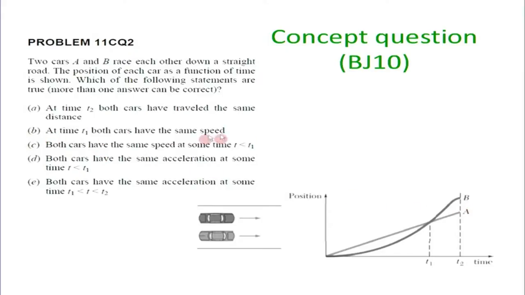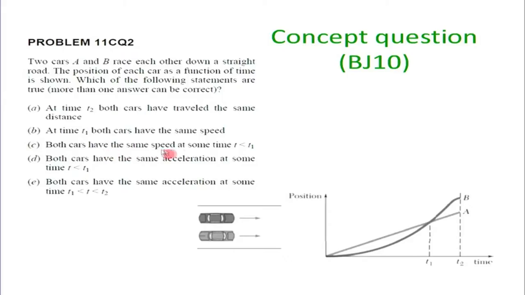Second option, at time T1, both cars have the same speed. Now what is speed? Speed is the slope of this curve. Now look at this, the slope of curve B is a little bit larger than the slope of curve A, since these two slopes are different. At time T1, both cars do not have the same speed, so this is not right.